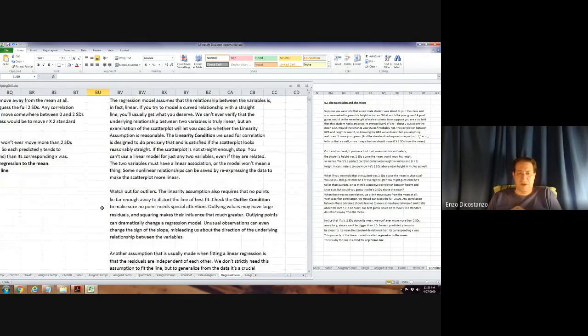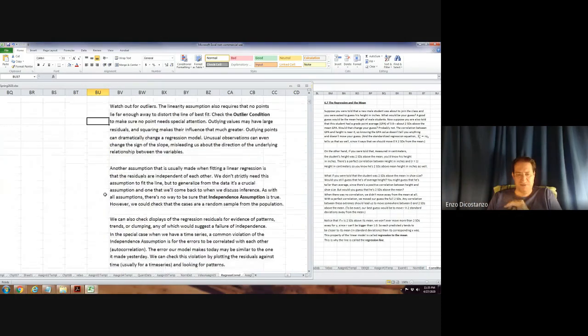Okay. Outlier condition: points need special attention. Maybe recompute them. We did a couple of examples of that where you pulled out 2 points and we recomputed the model and we got a better correlation. And we've sort of illustrated that with a couple of examples. Independence assumption.